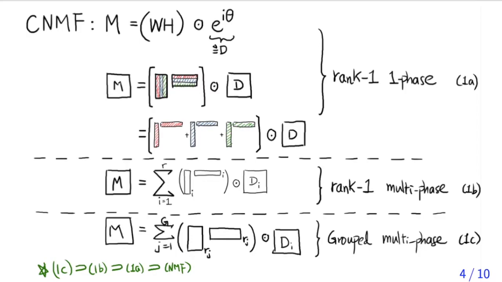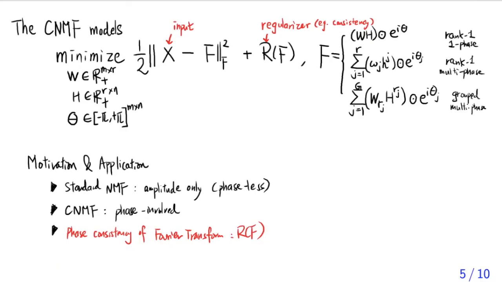In general, we further relax this rank 1 restriction to a rank Rj restriction. It means that a group of rank 1 components all together contribute to the source amplitude spectrogram. So in this case, we have this grouped multi-phase model. Notice that model 1c subsumes model 1b, which subsumes model 1a, which subsumes NMF. Therefore, studying how to solve model 1c is important.